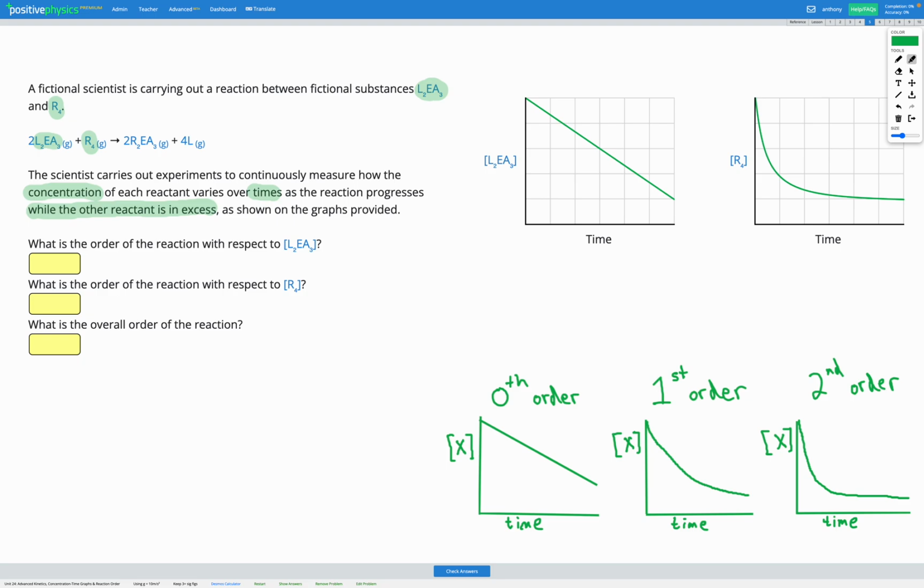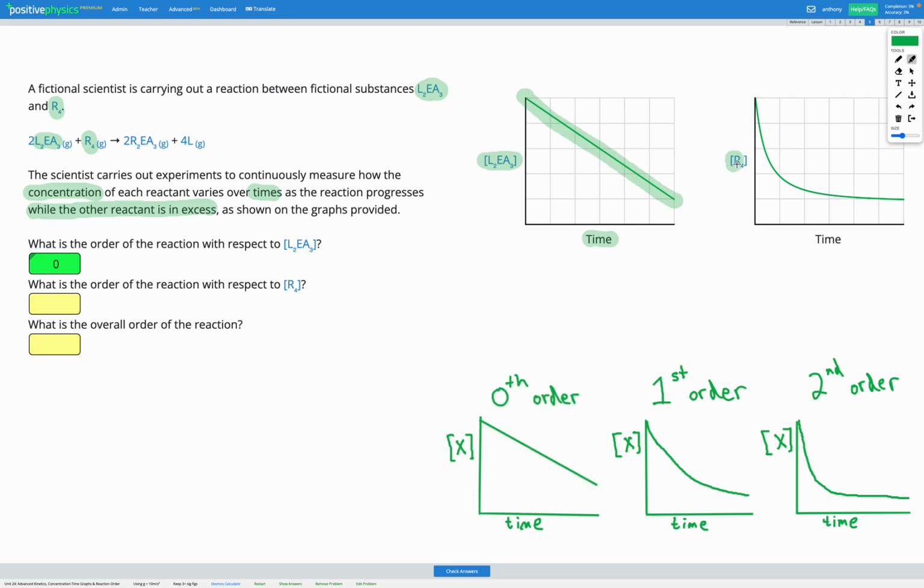Okay, so first, what is the order of reaction with respect to the concentration of L2EA3? Here's our graph of L2EA3 over time. It's that straight line sloping downwards. Looking at our options at the bottom, that matches up with 0th order. And remember, it's a straight line because that means our concentration change over time is remaining constant. Our slope is constant, meaning our reaction rate is constant. So the fact that our concentration is decreasing isn't affecting our rate of reaction. So it's going to be 0th order for L2EA3.